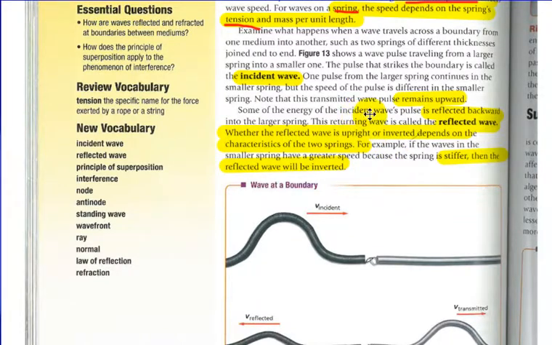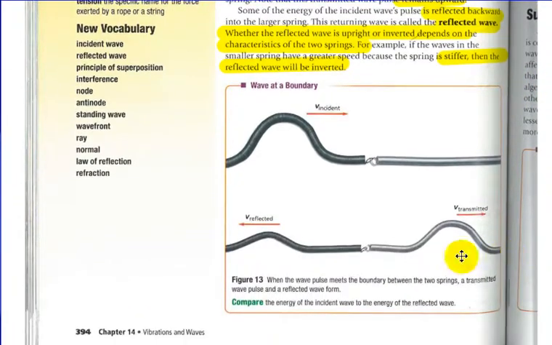Some of the energy of the incident wave's pulse is reflected backwards into the larger spring. The returning wave is called a reflected wave, so it goes backwards upon itself. Whether the reflected wave is upright or inverted depends upon the characteristics of the two springs. For example, if the waves in the smaller spring have a greater speed because the spring is stiffer, then the reflected wave will be inverted. Okay, so we'll take a look at that. If this had been a stiffer spring, this likely would have been inverted, upside down.